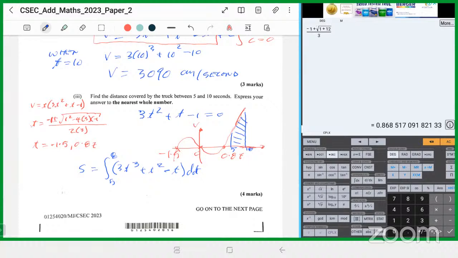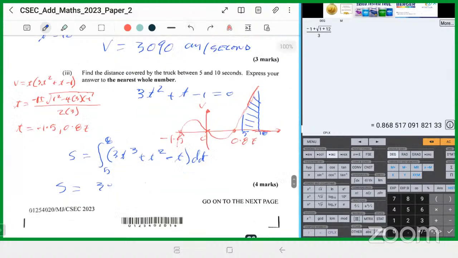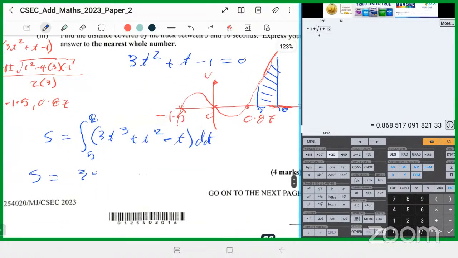So I'm just going to integrate and then put what the final answer would be. So the S would be, add 1 to the power divided by the new power. 3t to the 4th power over 4. And then this one would integrate to t cubed over 3, minus this one would become t squared over 2, between the 8 and the 5.